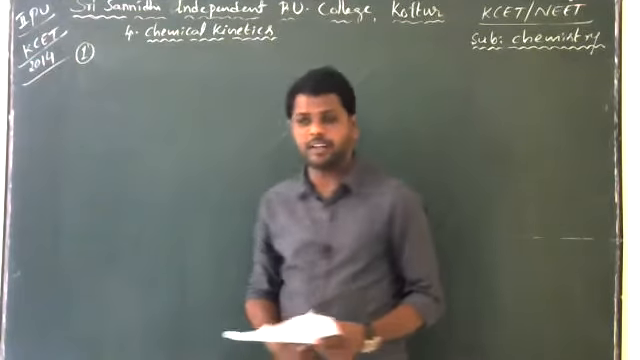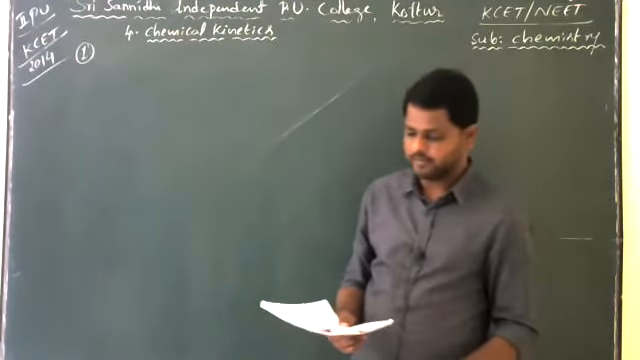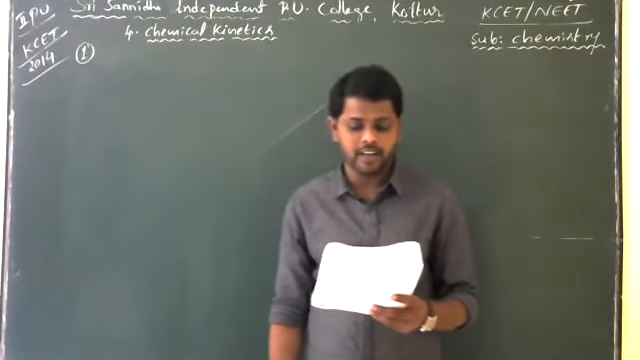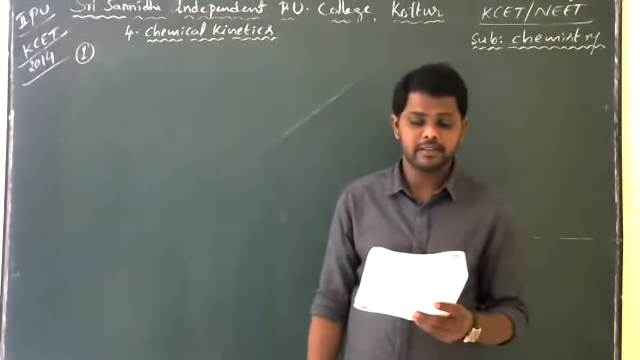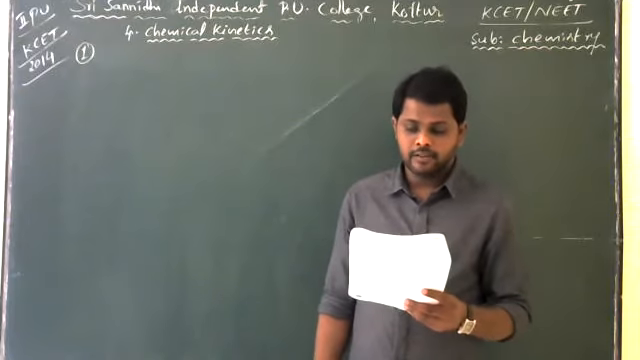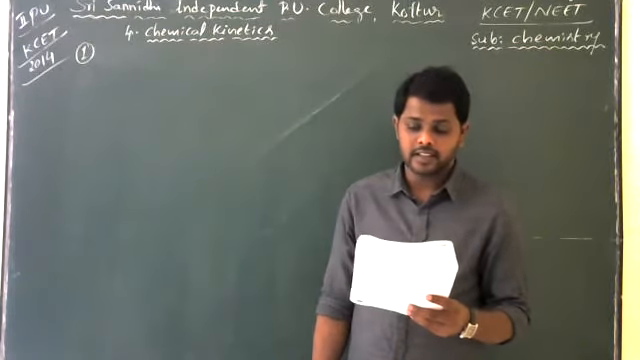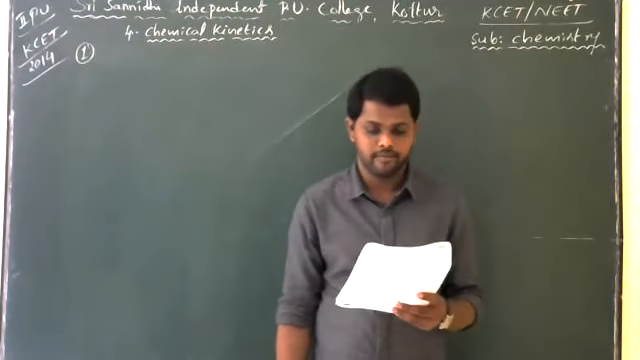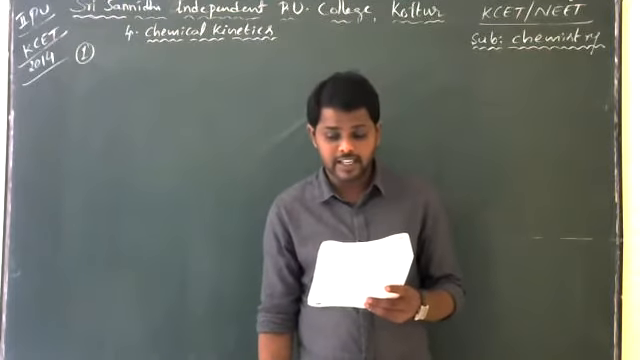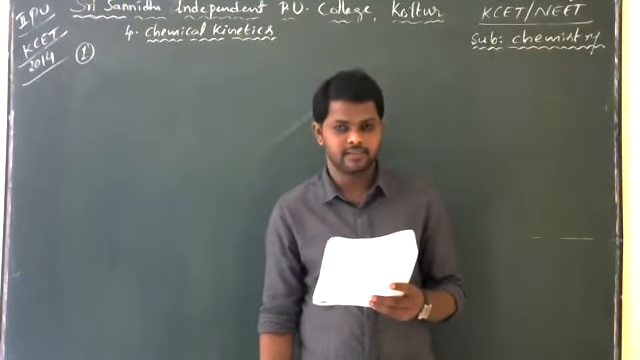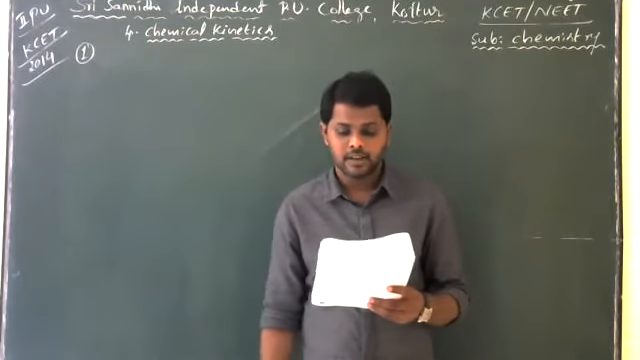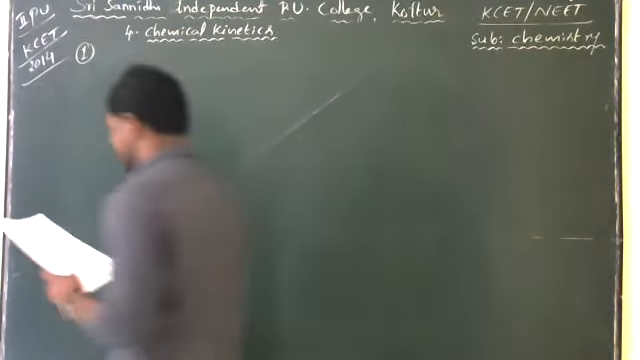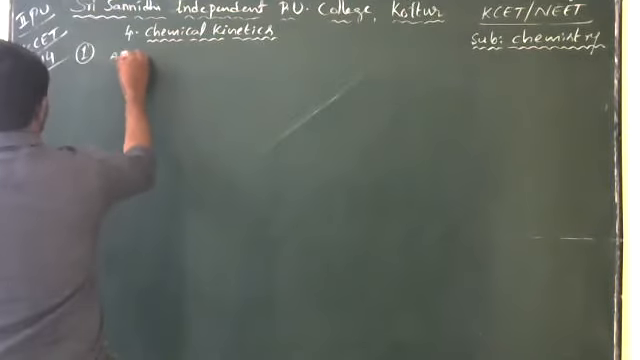See the previous year question papers material, and we have to read that question. A plot of 1 by T versus k, which for a reaction gives the slope minus 1 into 10 power 4 K. The energy of activation for the reaction is, the given R is equal to 8.314 joules per Kelvin per mole.